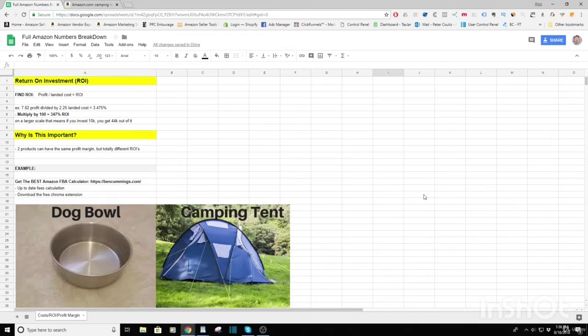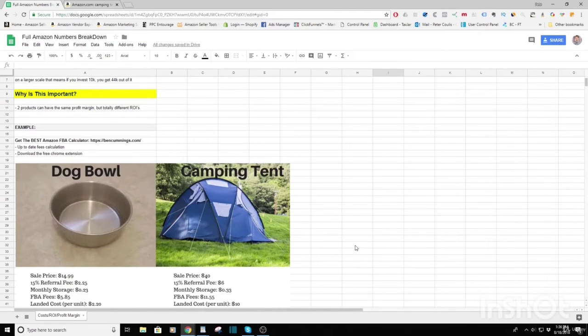And what I'm about to show you will completely clarify things, and you'll be able to pick a clear-cut winner with no problem, even if the two products have the same identical profit margin. So I'll get to what the FBA calculator is in a second and where you can get it, but this is the example that's going to blow your mind. So let me get to it right now. So we have a dog bowl and a camping tent. Okay.